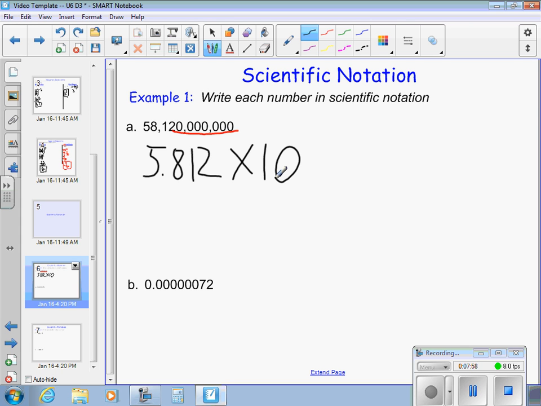Now, of course, that decimal point, which is not written here, is located right there. Now, how many places have we moved it? We've moved it 1, 2, 3, 4, 5, 6, 7, 8, 9, 10.